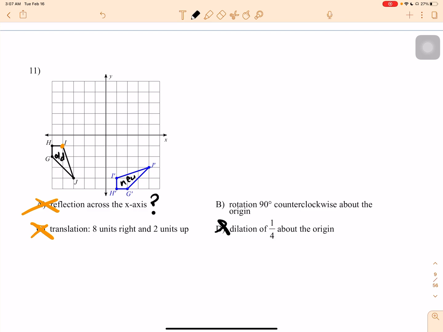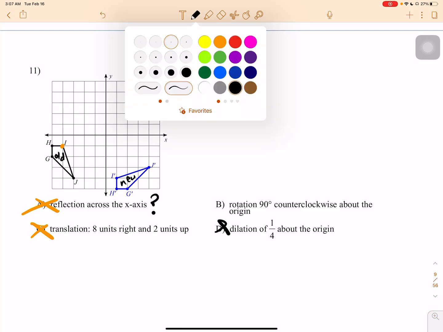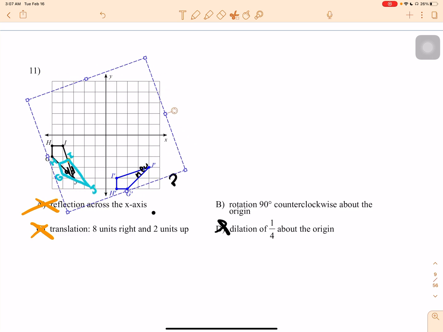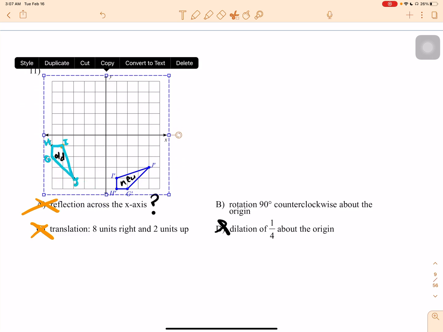So rotation 90 degrees clockwise about the origin. I'm trying to think if there's a way I can do this. Let's give it a shot. I'm going to make it a different, brighter color here, and go ahead and draw. There we have G, H, I, J. What I'm going to try to do is get almost a perfect square, to where I can actually rotate about the origin like that. Normally we would hold a pencil in the middle at 0, 0, but this we'll have to do. It might be a little bit off, but I'll try to adjust it.